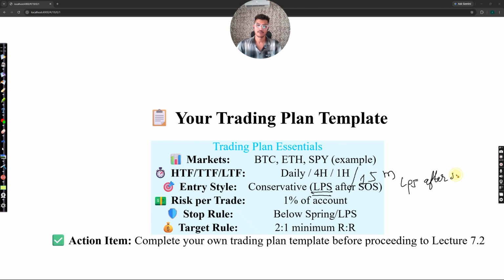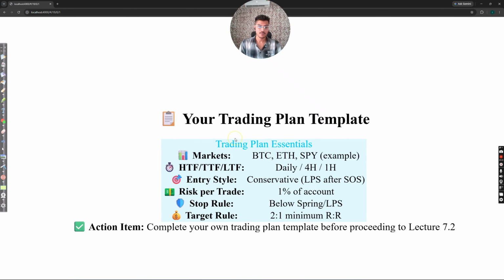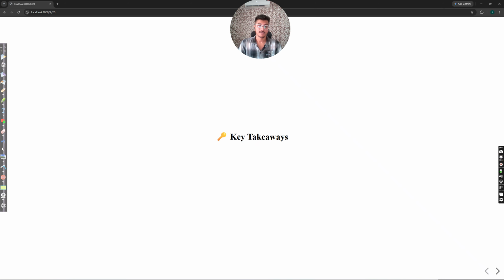Risk per trade 1%. We're going to be discussing that in much more detail later on, just keep it at 1% right now. Stop rule is below LPS. Target rule is minimum 2:1, so this is going to be your TP2 if you're taking a trade. So build your own trading template, and then let's move on to the next lecture.